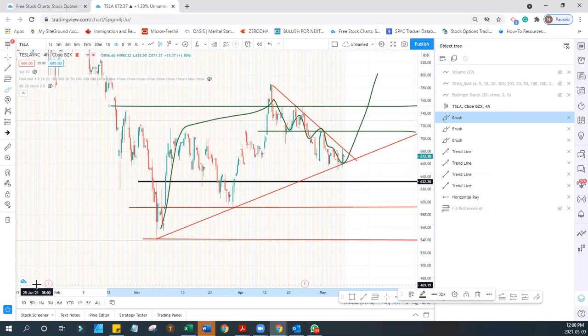What the Fibonacci is telling you, what the trend line is telling you, what the price action is telling you, and sometimes what the news is telling you. Sometimes the news comes tomorrow, Musk was put behind bars for some fraud. You never know what's going to happen.